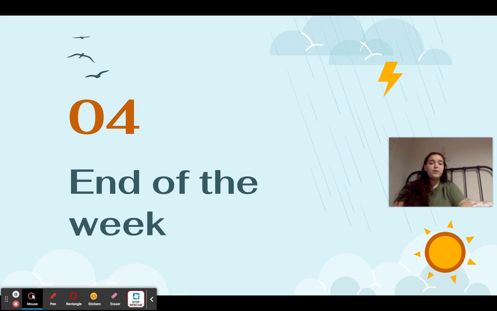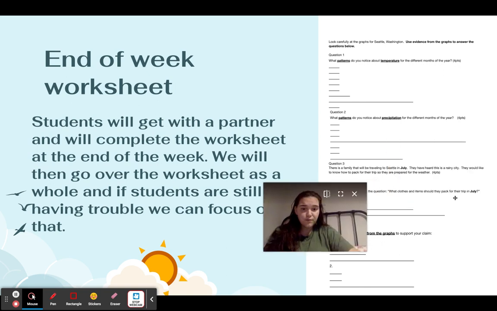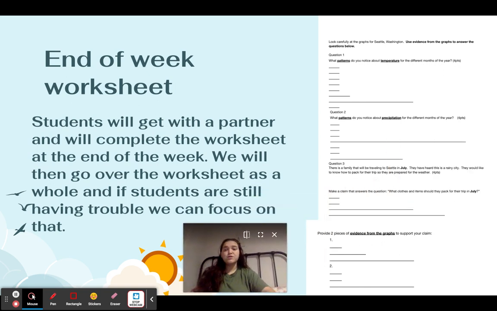And at the end of the week, I will give the students a worksheet. Students will get with a partner, and they will complete this worksheet on the right hand side. We will then go over the worksheet as a whole. I'll give them about half of the class period when we start science, so they have enough time and don't feel rushed. If it takes the whole time, we can always review it the next day.